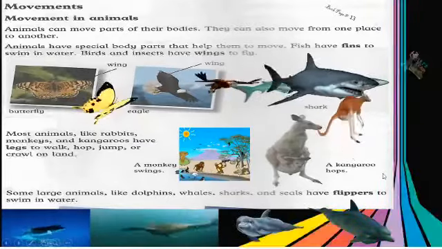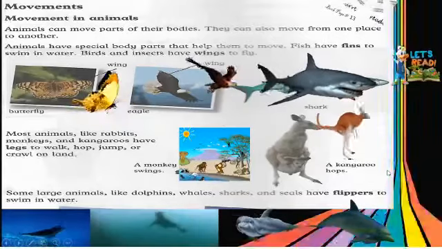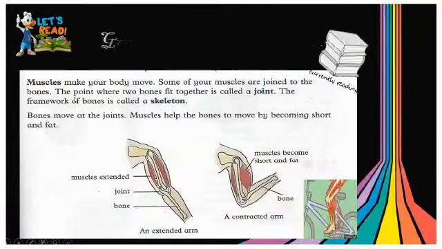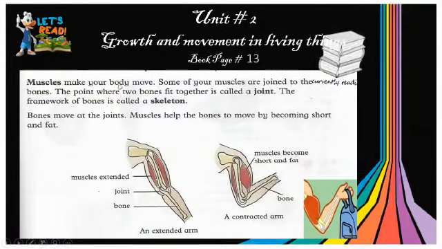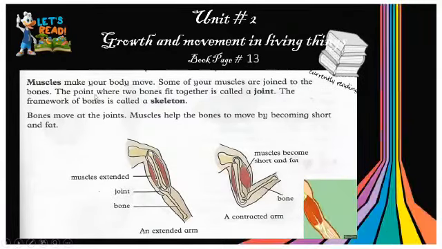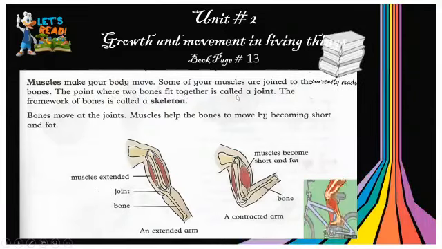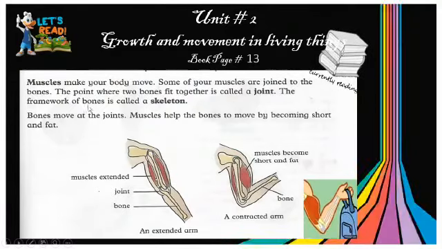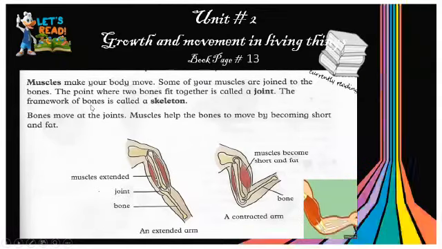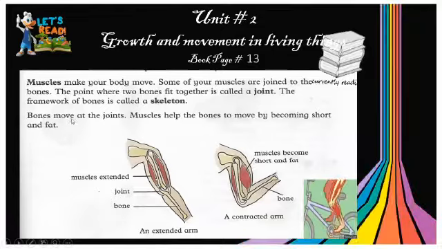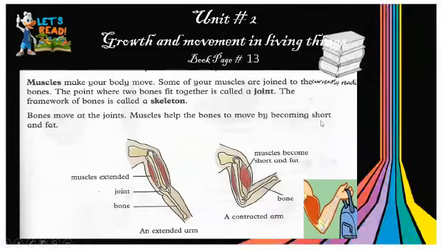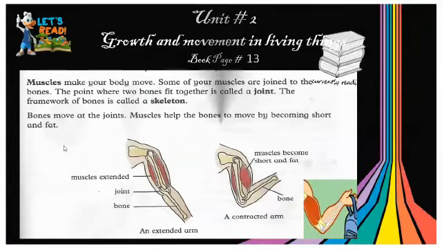Flippers. Okay, now moving on to the next page. Book page number 13. Muscles make your body move. Some of your muscles are joined to the bones. The point where two bones fit together is called a joint. The framework of bones is called a skeleton. Bones move at the joints. Muscles help the bones to move by becoming short and fat.